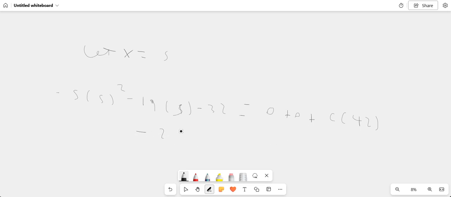Alright. And on the right hand side, you're gonna get 2 minus 2, 5, 2. And on the right hand side, you're gonna get 42c, obviously. And so divide by 42, you're gonna get c equal to minus 6.